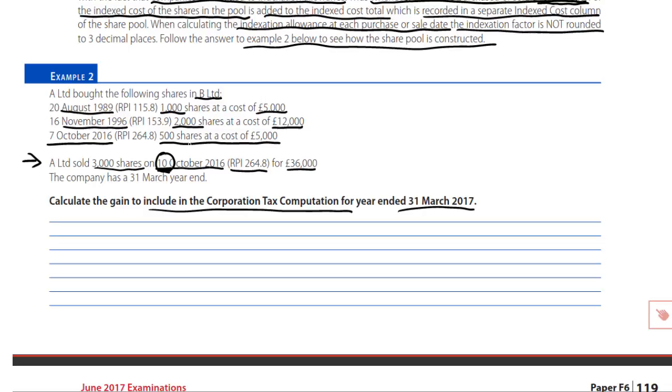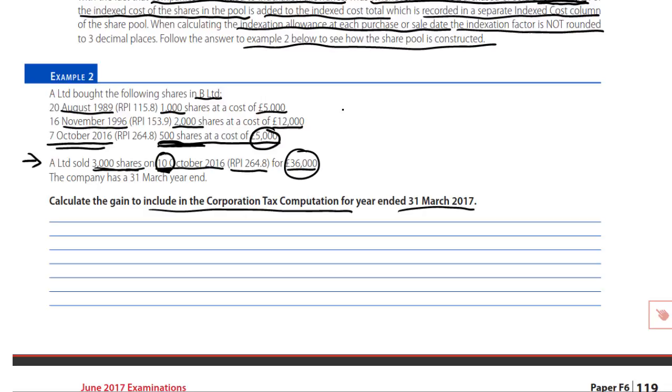Therefore, in terms of our identification rules, there will be no shares acquired on the same day that are now sold, but there will be 500 shares that were acquired within the previous 9 days that are now sold. We know specifically what their cost is, £5,000, and all we need to do is apportion those proceeds. We have 500 of these 3,000 shares now sold being attributable to this acquisition here on October 16.